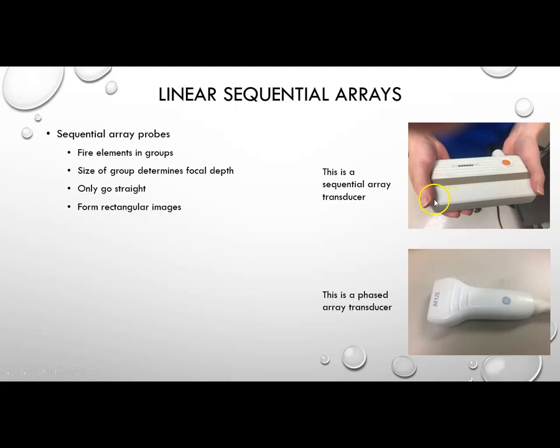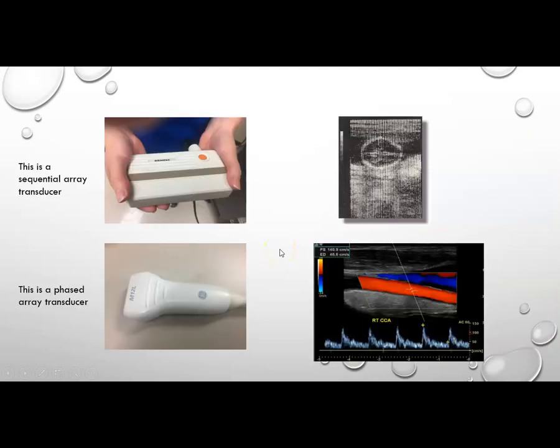It fires off a group of crystals moving across the face of this thing one at a time until it has fired all of them off. Phasing, again, as we said, uses wavelets and Huygens principle and steers and angles and focuses. This thing sent them off straight. So a sequential array transducer just sends them straight. A phased array sends them in multiple directions. This is your sequential array.